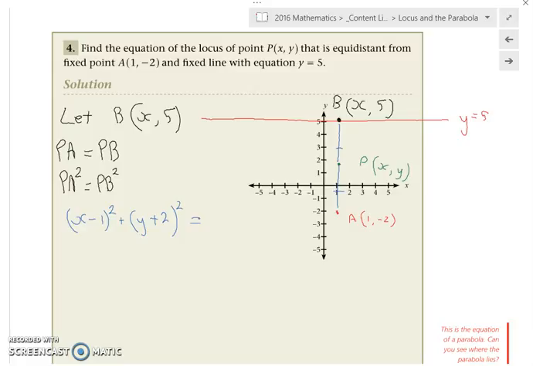Before you do that bit, are you going to expand that one? I was going to put PB squared next to it. Do you want to expand that one first, or do PB? Oh, okay, cool. Go.